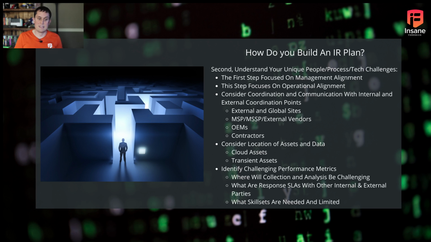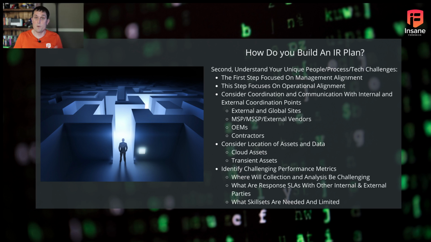You need to consider the location of assets and data. Am I dealing with cloud assets? Am I dealing with transient assets? Do I have a bunch of cloud services where it's actually hard for me to get access logs or get other data that actually helps with my incident response process? Understanding where your data is going to be key, because this is something you'll get to at a very granular level as you get into procedures.